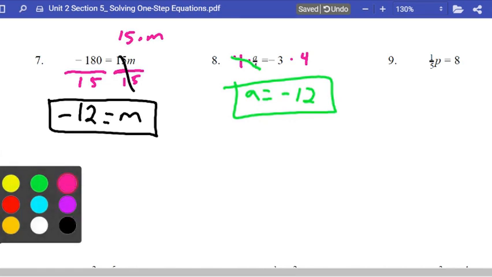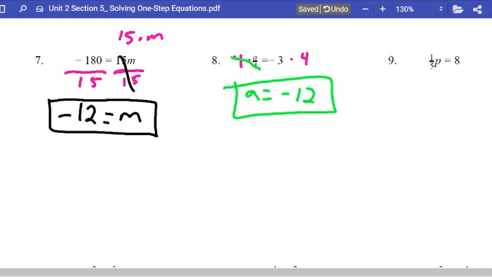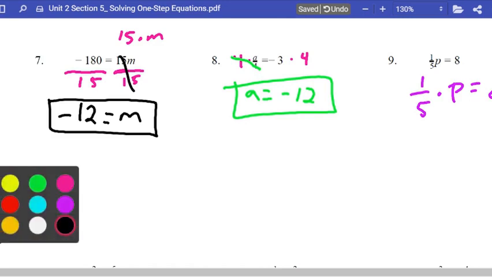So number 9 is 1/5 of p equals 8. Remember, of is times, so that's really 1/5 times p equals 8. How do we undo multiplication? We divide. Now we can divide by 1/5, or you may remember that we can multiply by the reciprocal. So we could multiply this by 5 over 1.